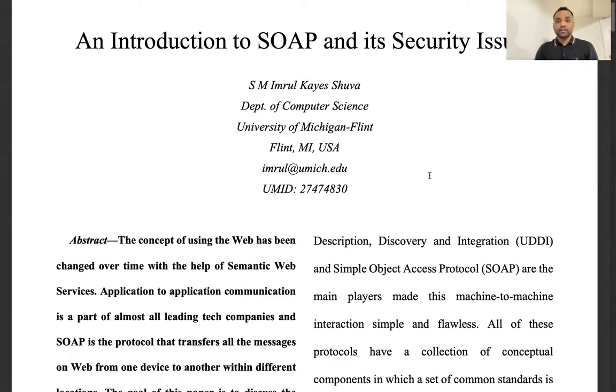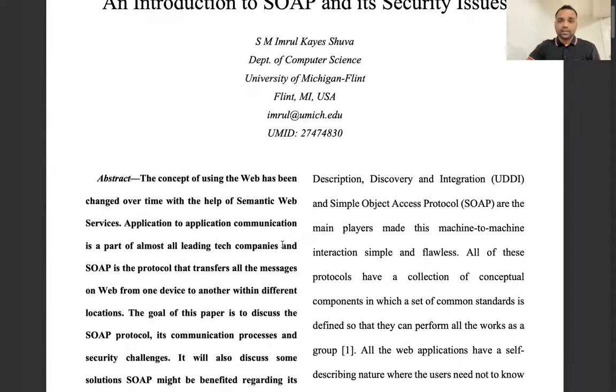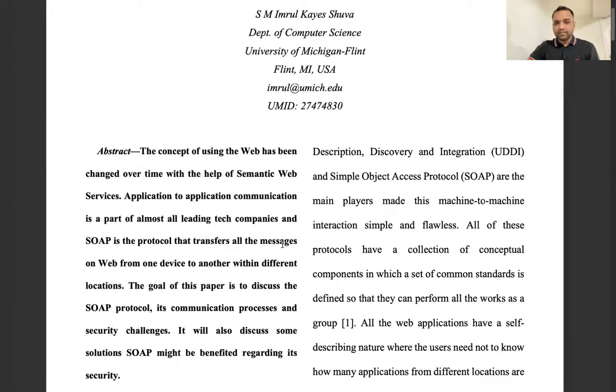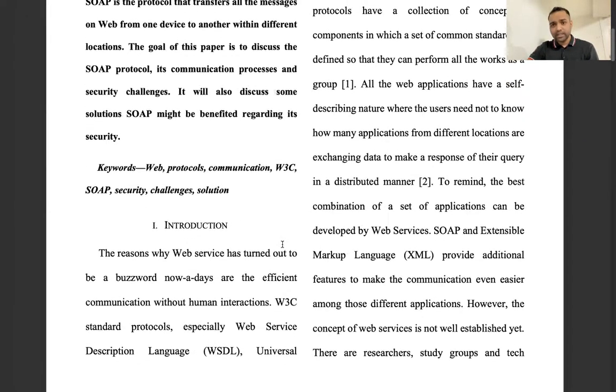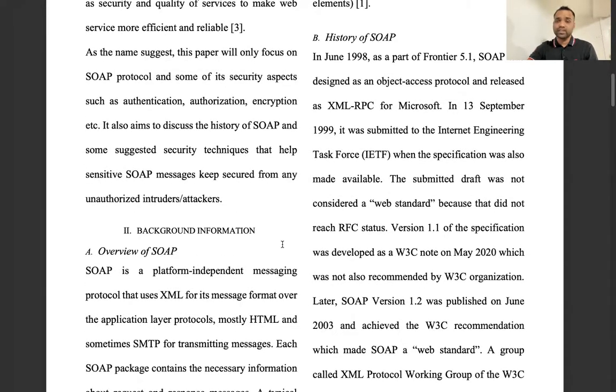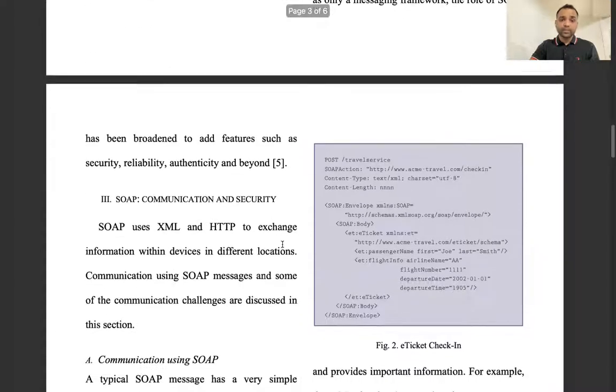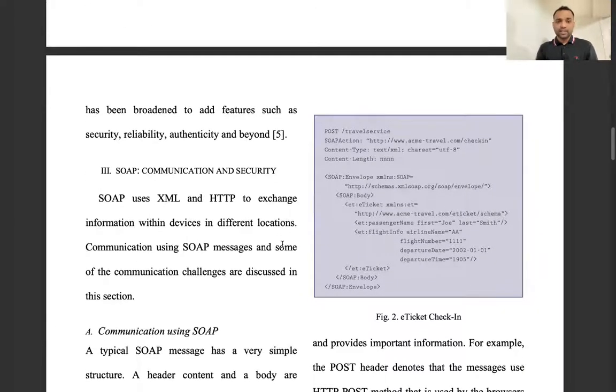So I have divided this presentation into a few parts. I will start by discussing the abstract a bit, then the introduction. After that, I will be discussing the background information, where I will share a little overview of SOAP and a bit of history about that protocol. After that, I will be discussing some aspects of the communication and security issues of SOAP.